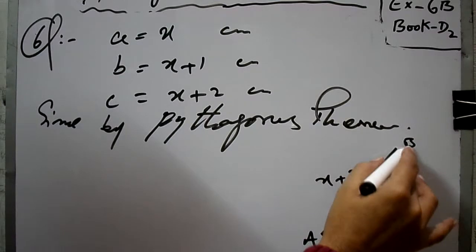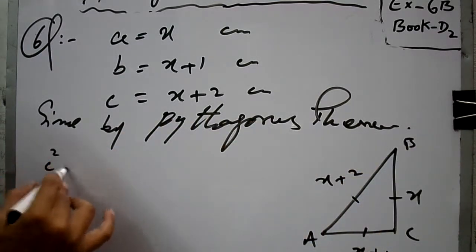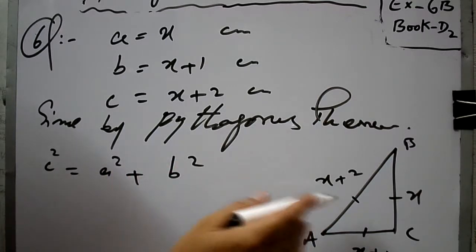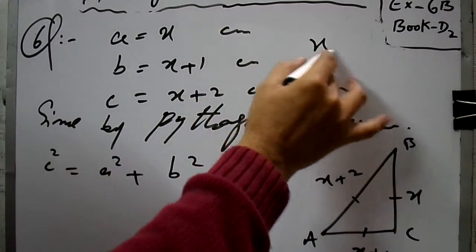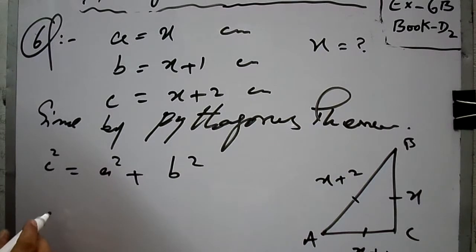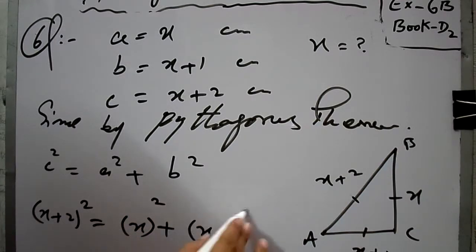Similarly, a, b, c. Apply Pythagoras theorem, since you have c square is equal to a square plus b square. So putting the values, because we have to find the value of x by using Pythagoras theorem. So putting the value, c, that is x plus 2 whole square, is equal to a, that is x, and b, that is x plus 1 base square.